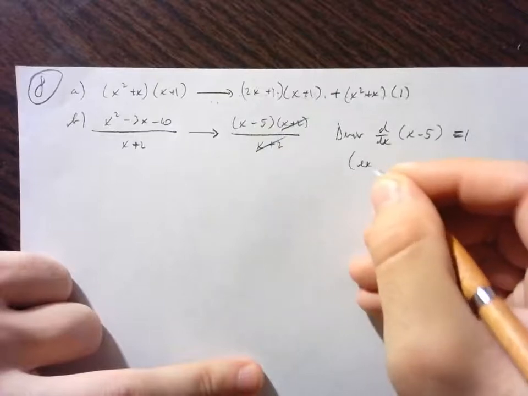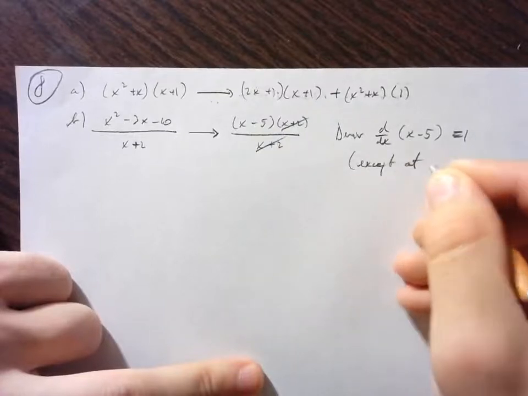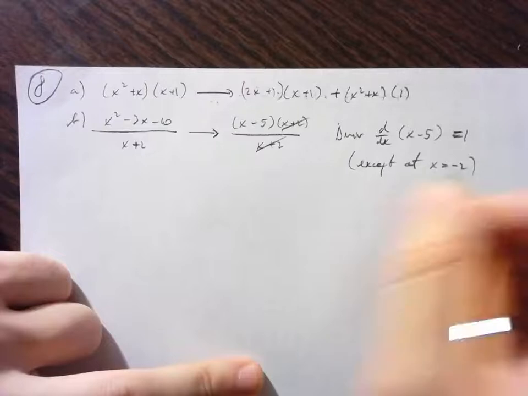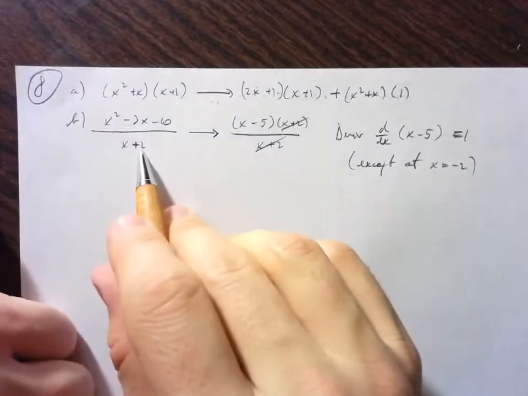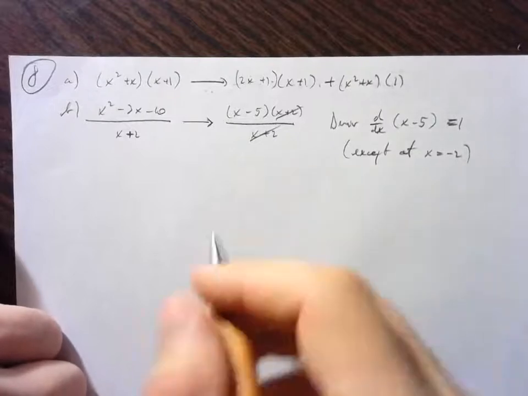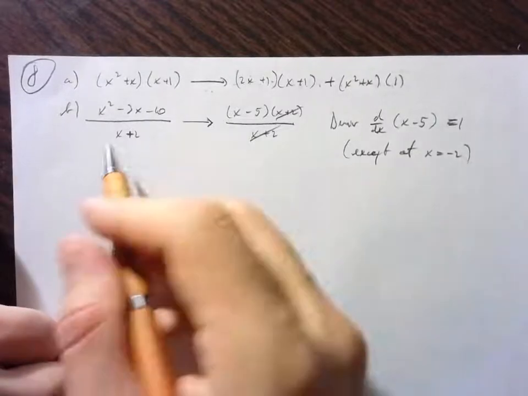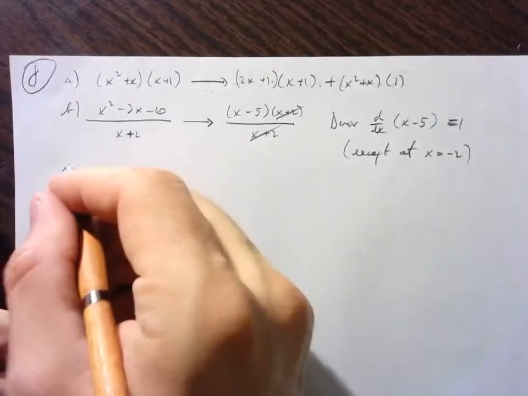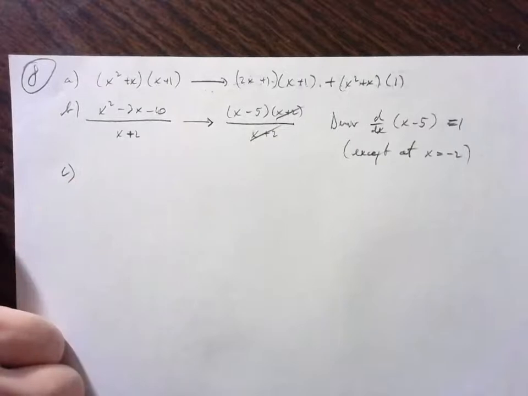Of course this is except at x equals negative 2, because I removed that point from the domain of the function. So that's this problem. The derivative would be undefined there. There's no need to do quotient rule because we can factor it so easily.